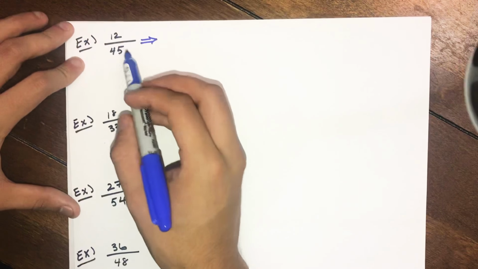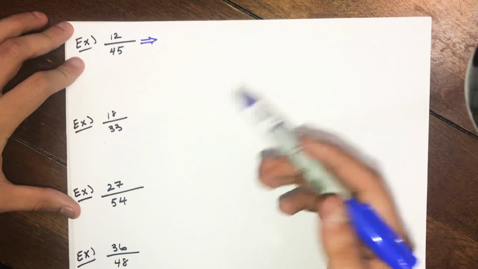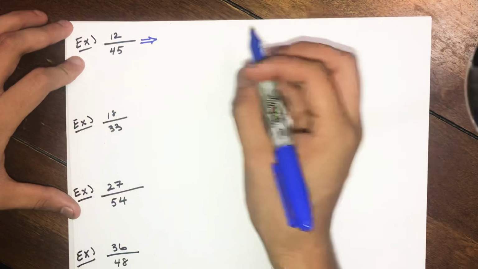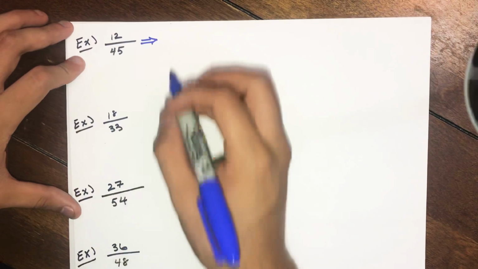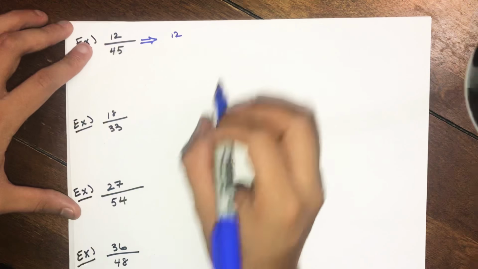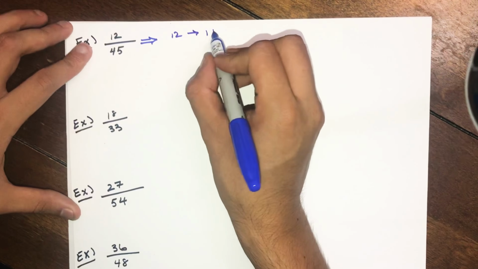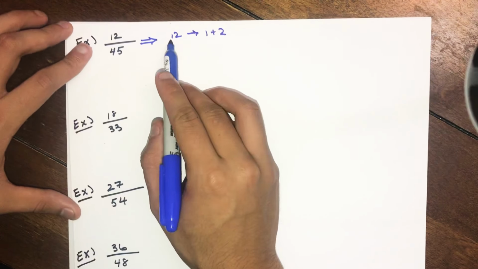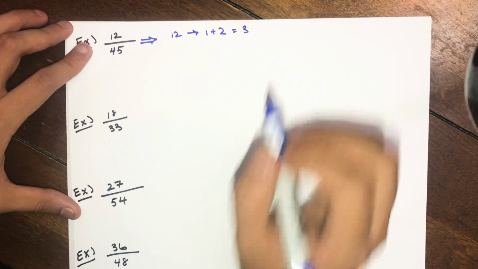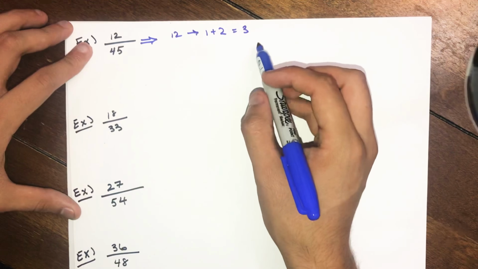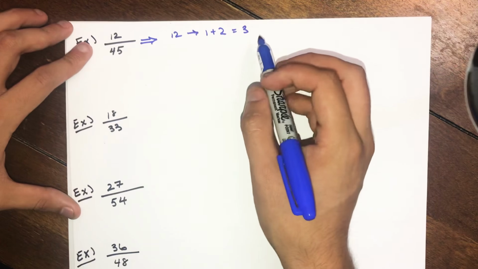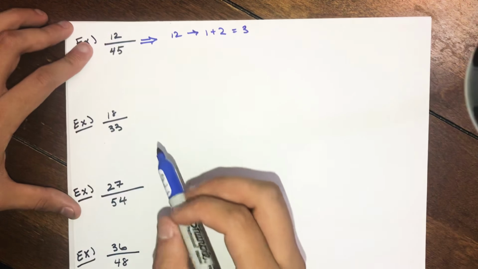So let's look at it. For all of these, we're going to use the threes trick. How you do that is you look at the top number and see what the sum of the digits is. The top number is 12. 1 plus 2 is 3. 3 goes into 3 evenly. That means 3 goes into 12 evenly.